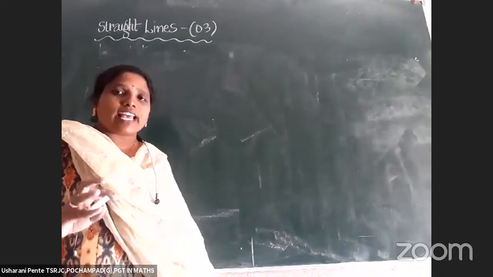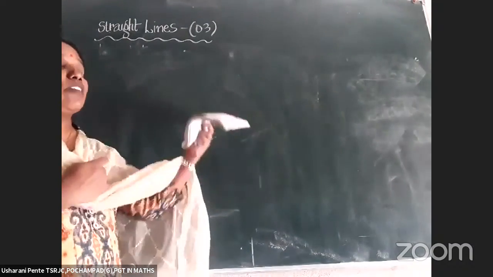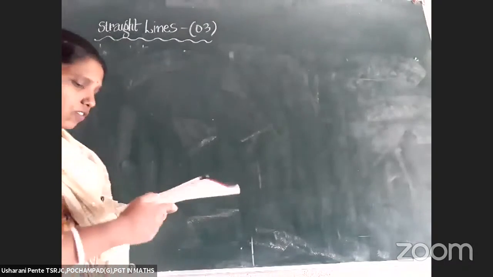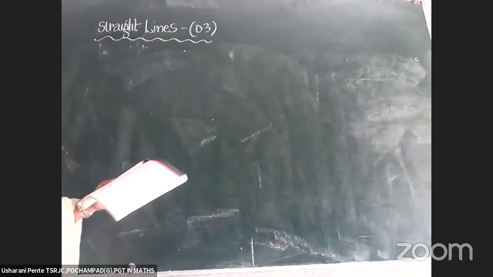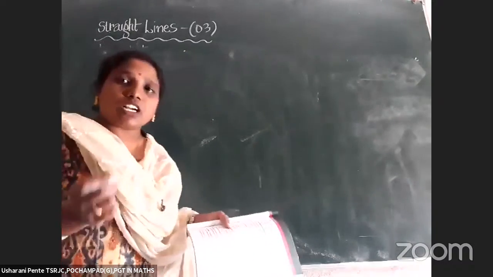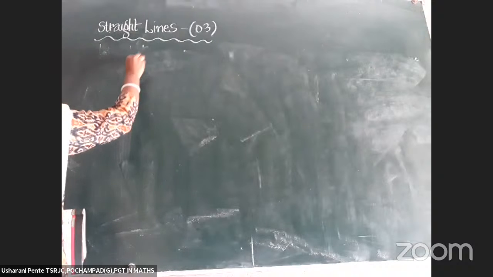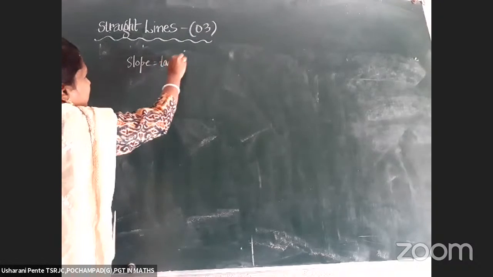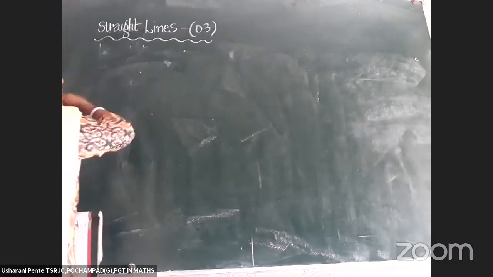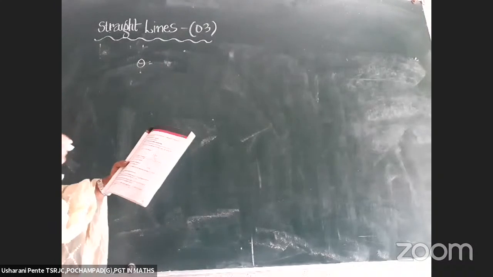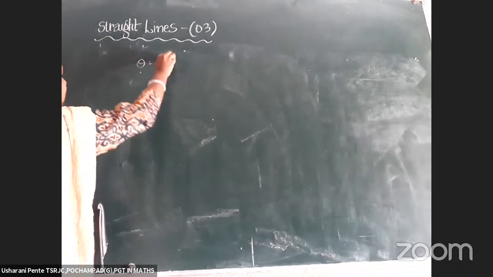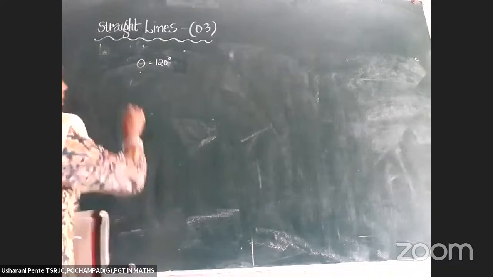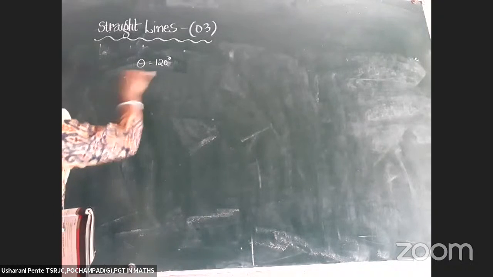What they have mentioned, we know. What is the definition of the slope? It is the angle made with the positive x-axis measured counterclockwise. Here they have mentioned the slope. Slope we will take as tan theta. Theta is the angle, here 120 degrees. Therefore, m is equal to what?